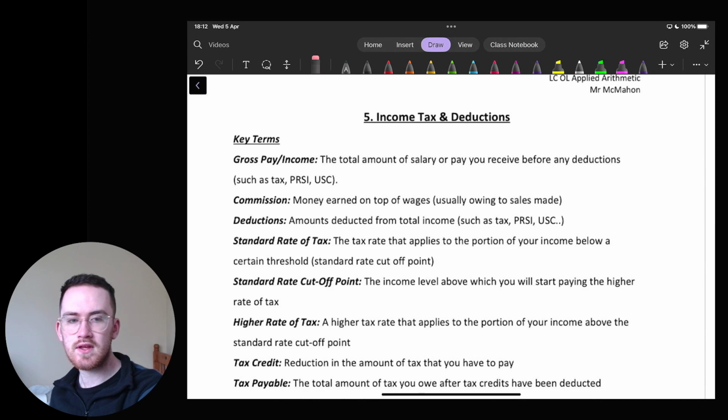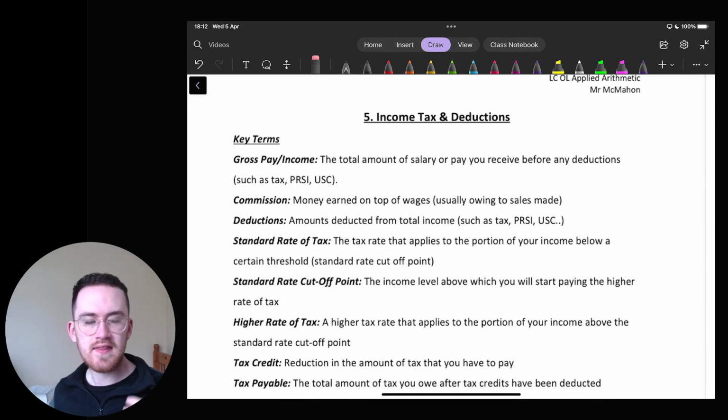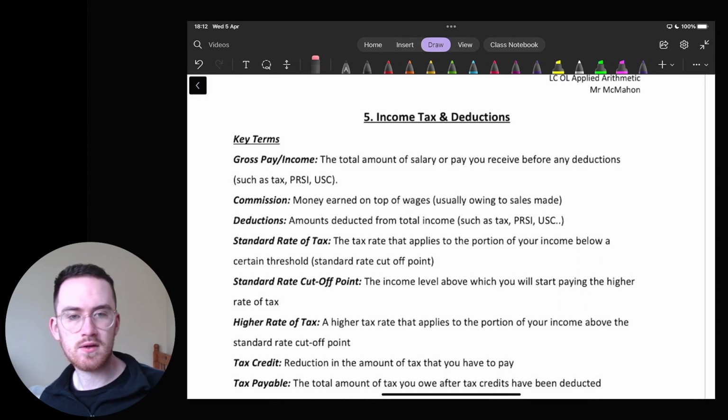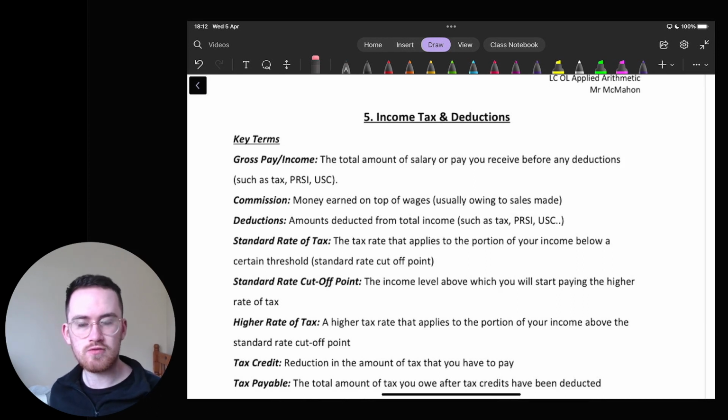It's really important that you know what they all stand for, what they all mean, and then how you can use them in practice in the questions. So things like standard rate cutoff point, that is the highest amount that a person can earn at the standard rate of tax, and anything over that will be charged at the higher rate of tax. So that's going to be important in terms of us answering questions.